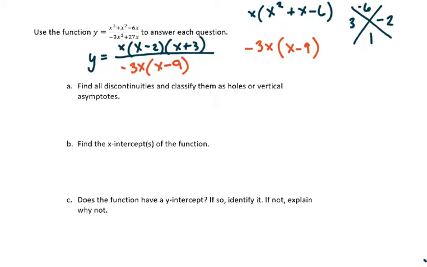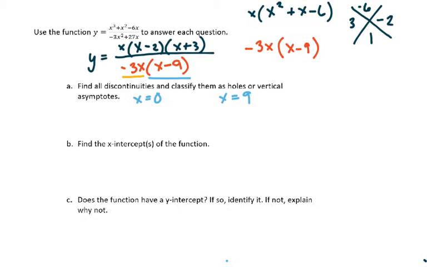So looking at part A here, we can find our discontinuities by finding the values of x that will make our denominator equal to 0. So those values of x are going to be where x is equal to 0 and x is equal to 9. Because when we substitute 9 into our function here, this factor, x minus 9, is equal to 0. And when we substitute 0 in for x, this factor here, -3x, will also be equal to 0.